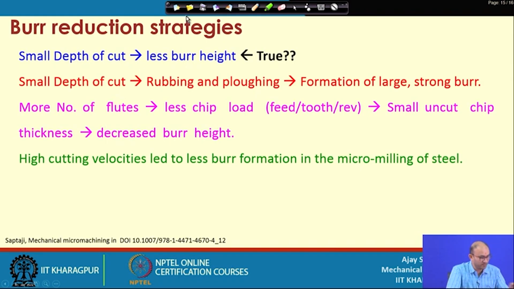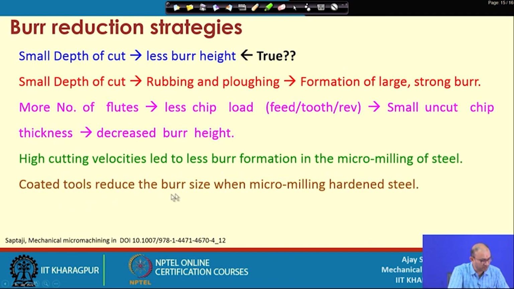Now, what is the advantage? If you increase the cutting velocity, and your cutting tool diameter is the same, then basically you are increasing the RPM. In machining, RPM is a very fuzzy term, because you also have to see the diameter of the cutting tool. That means the cutting velocity, in millimeter per minute or millimeter per second, is more important than revolutions per minute. In this particular case, observed in the machining of steel, if you increase the cutting velocity, you will encounter less burr formation.